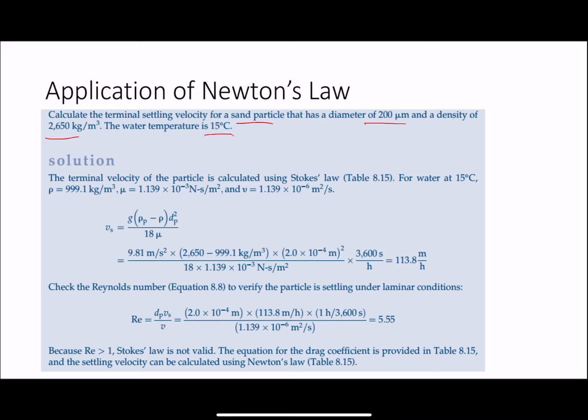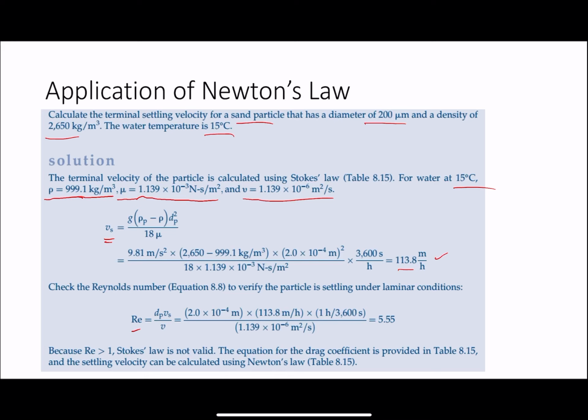Of course, at 15 Celsius, density is 999.1 kilogram per meter cube. Mu is 1.139 times 10 to the minus 3. And v is 1.139 times 10 to the minus 6. Kinematic and dynamic. We put the Stokes law, and we plug in the numbers. You will find 113.8. Wow, very fast one.